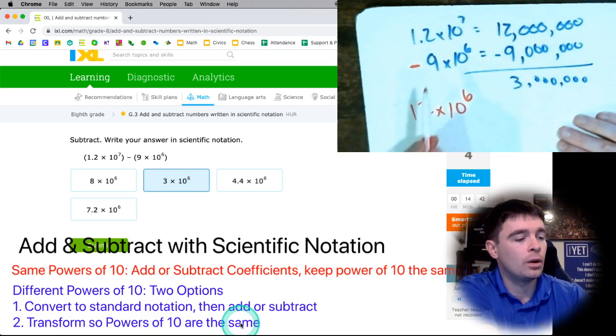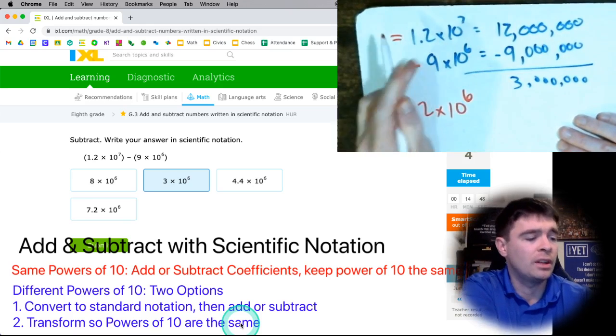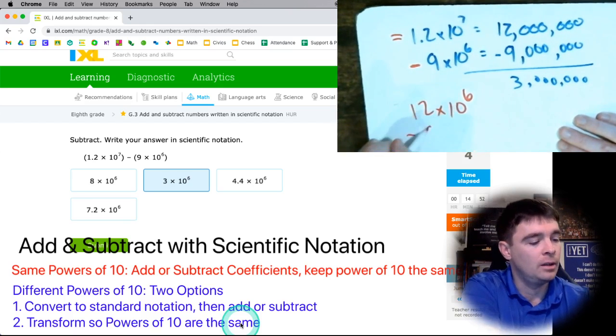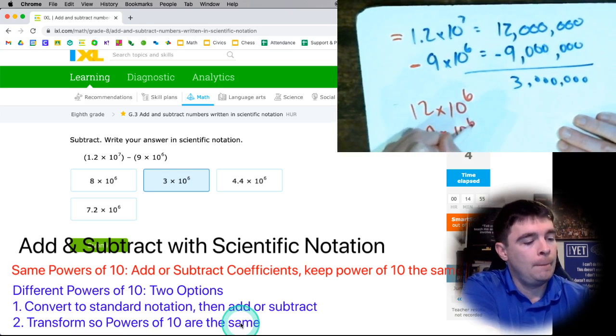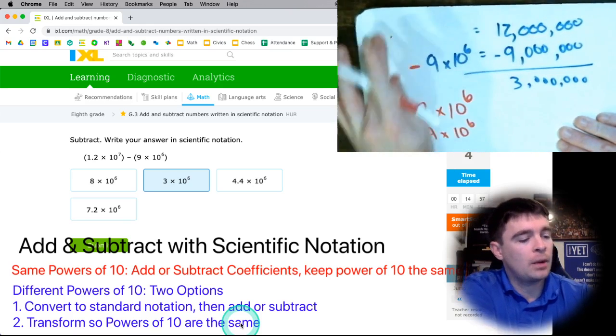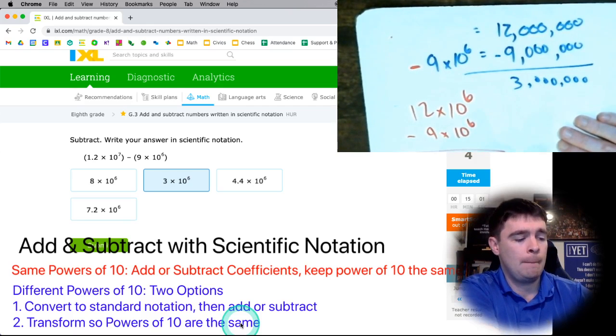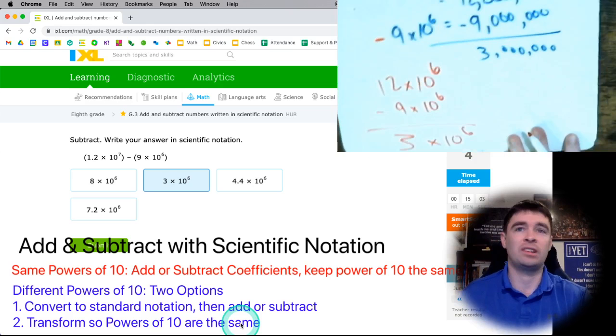And it's important to know that 1.2 times 10 to the 7th, even though this is not scientific notation, when I say 12 times 10 to the 6th, they're equal to each other. And now if I had that, I would have 12 minus 9, which just gives me 3. And we could use that shortcut there when we have the same powers of 10.